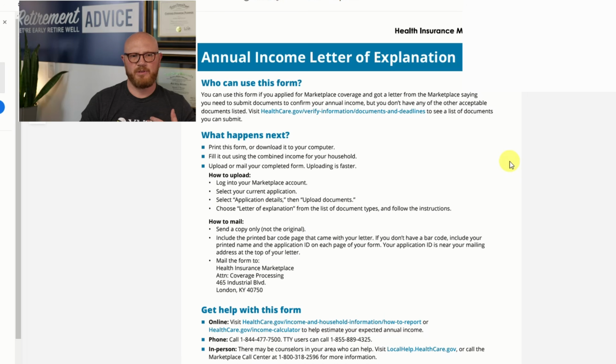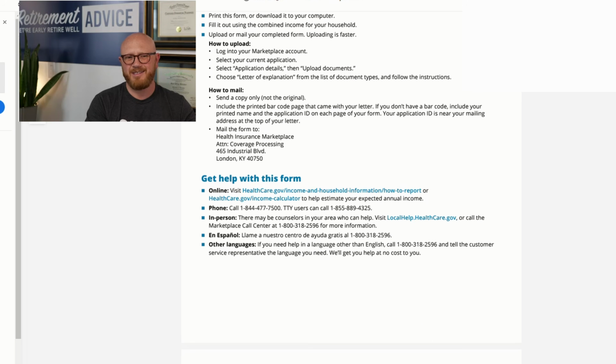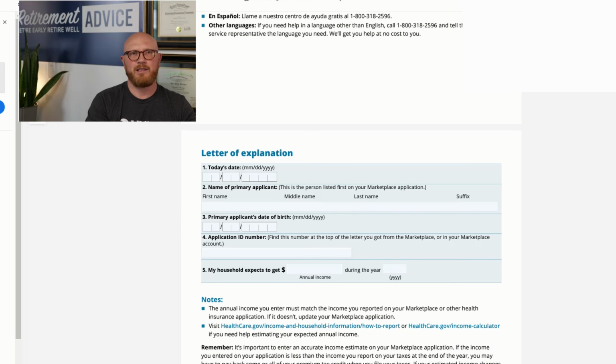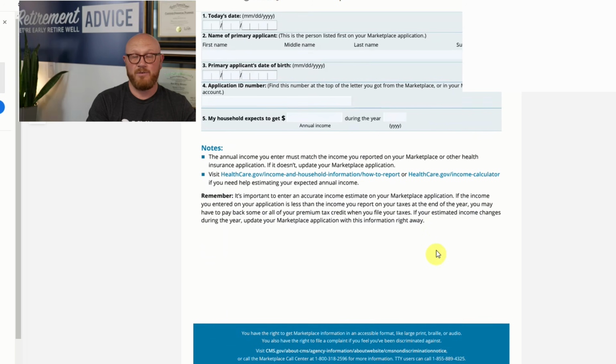All right, so I downloaded this directly from Healthcare.gov, annual income letter of explanation. So it essentially explains what the purpose of this is. And this used to be different, actually. The first time that I saw this, it was a more open form template, and they wanted you to provide more of a detailed explanation. This is very straightforward. You're saying, hey, today's date, applicant, date of birth, application number. My household expects to get blank during this year. Very easy to fill out.